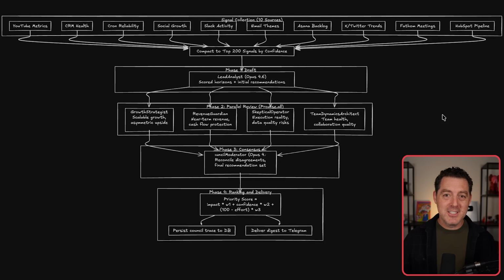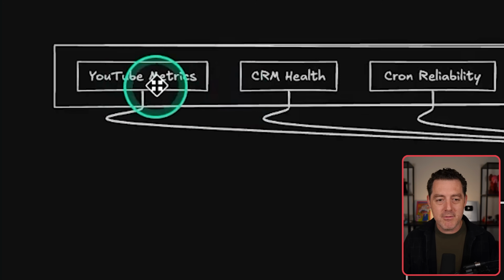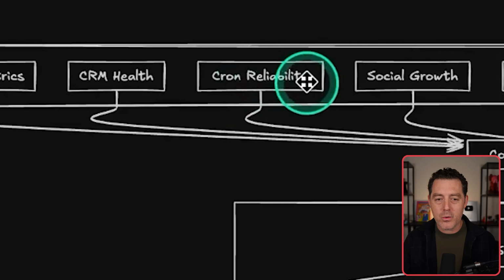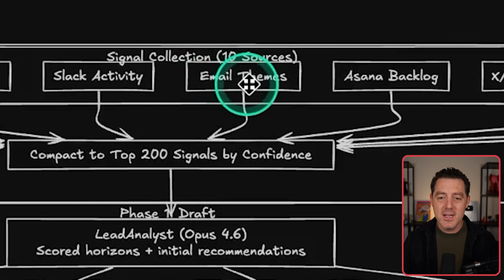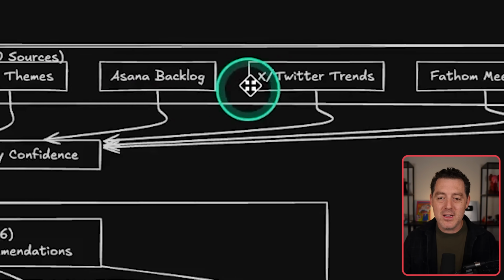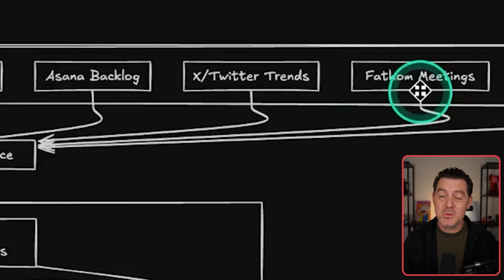I basically ingest all the data from my business. I put together a council of AI experts, AI agents that all work together, collaborate, and then put together a daily report for me on things that I'm missing from the business, ways to improve the business, and more. So first, here are all the signals. We have YouTube metrics, CRM health, cron reliability, social growth, Slack, all the Slack messages, emails, Asana, X, Fathom meetings. That's one of the coolest ones.